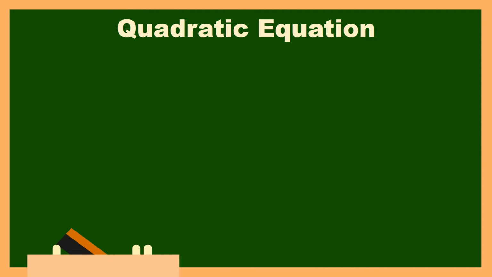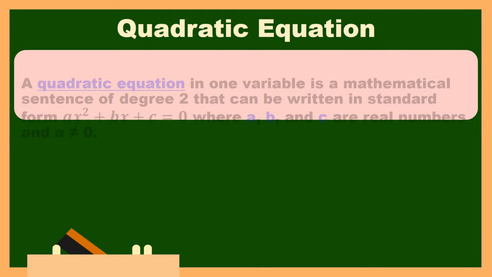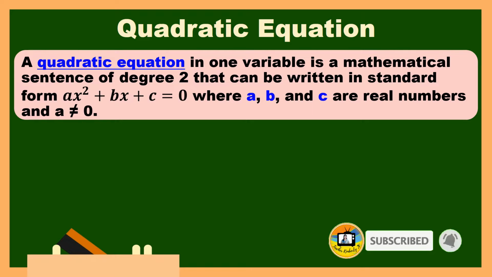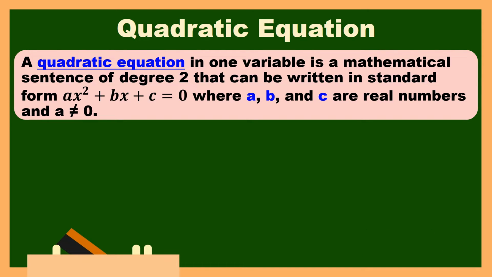So what is a quadratic equation? A quadratic equation in one variable is a mathematical sentence of degree 2 that can be written in standard form ax squared plus bx plus c equals 0, where a, b, and c are real numbers and a is not equal to 0. So in quadratic equation, gumagamit lang po siya ng iisang variable at yung tinatawag dito na degree 2 ay meron siyang exponent na 2. At yung a, b, and c naman ay mga real numbers at dapat hindi maging equal to 0 ang value ni a.